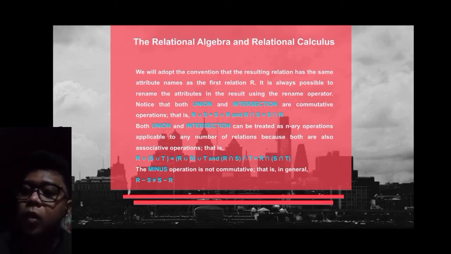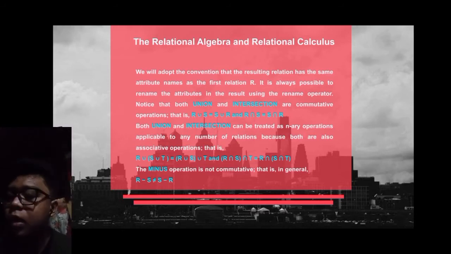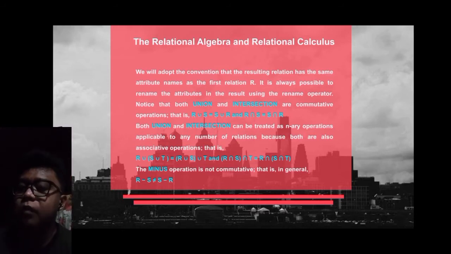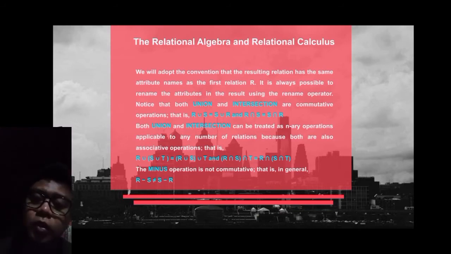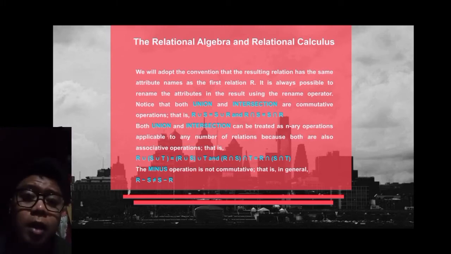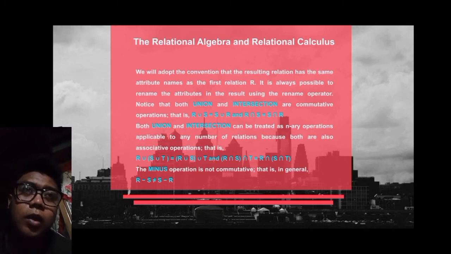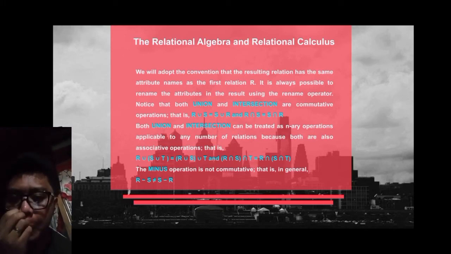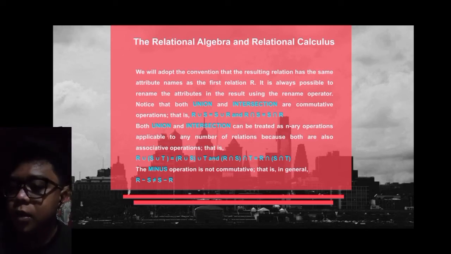Remember that both union and intersection are commutative operations. That means the union and intersection are commutative, so you can easily get the result. This is R union S is equal to S union R, and R intersection S is equal to S intersection R.